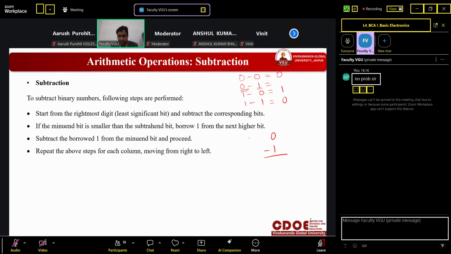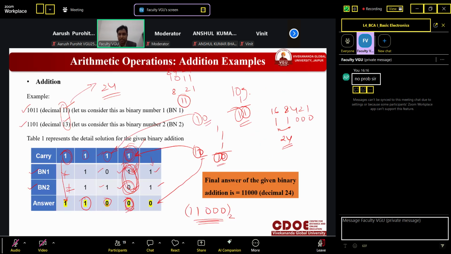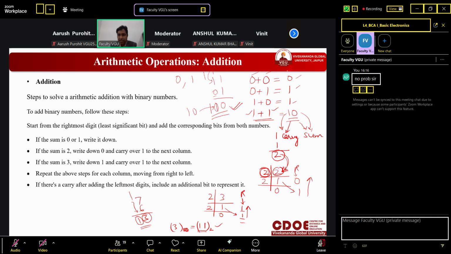So whatever the number is here, we will take borrow from there. Okay. And borrow is always 1. You cannot take borrow 0. 0 means nothing. Okay. So you can take borrow 1. So this is subtraction, this is borrow. In this, we have to write like this. This is sum, right?